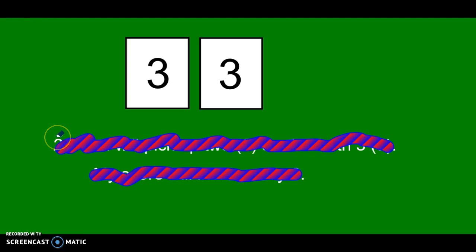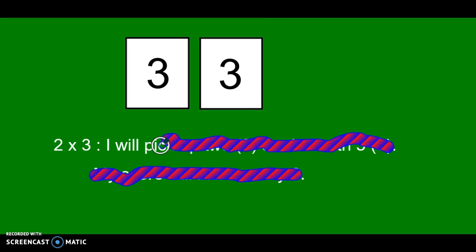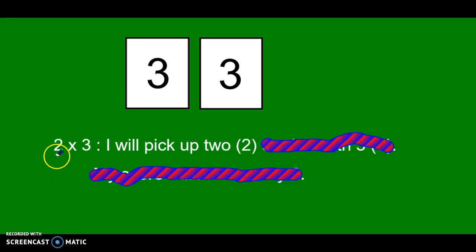If I'm going to use the integer game to multiply, the first factor is going to tell me how many cards I have. So 2. And it's going to be 2 times 3 because each card is going to be worth 3. So whenever I say 2 times 3 in the integer game, that would mean I have 2 cards and each of them are worth 3. So 2 times 3, that means I'm going to pick up 2 cards. Because my first factor is a positive, that means I'm going to be picking them up. I pick up 2 groups of 3.